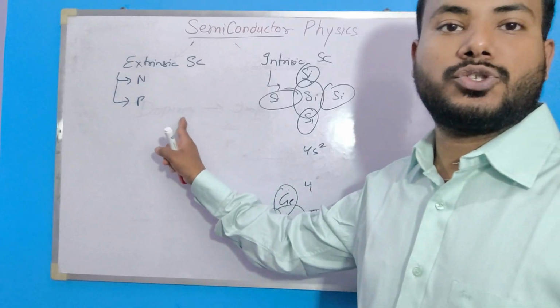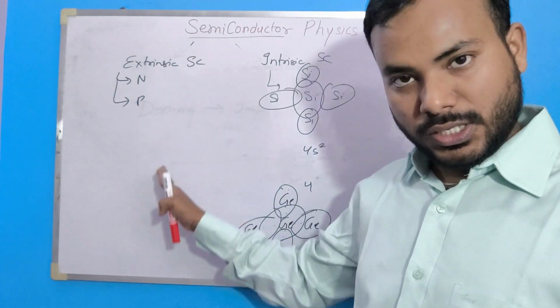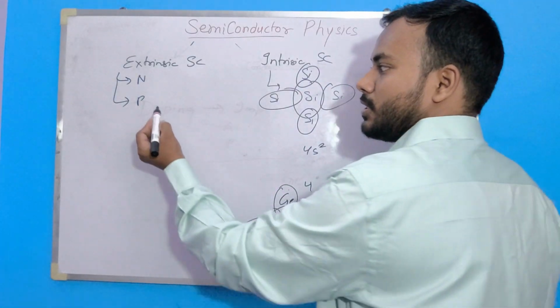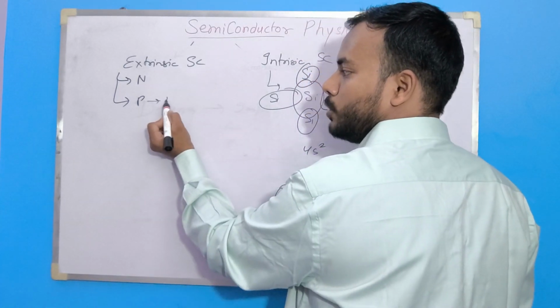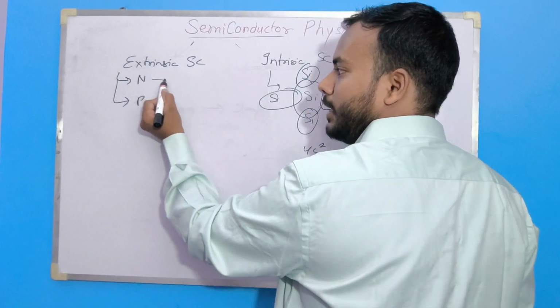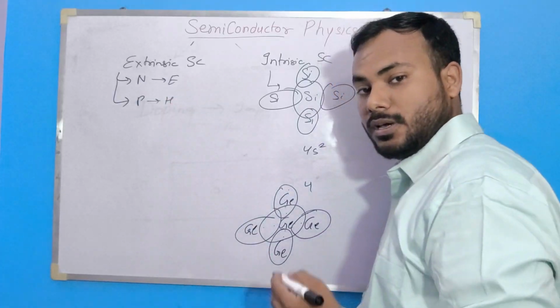And as I have told you, what is extrinsic semiconductor: in extrinsic, p-type has holes as majority carriers, and n-type has electrons as majority carriers.